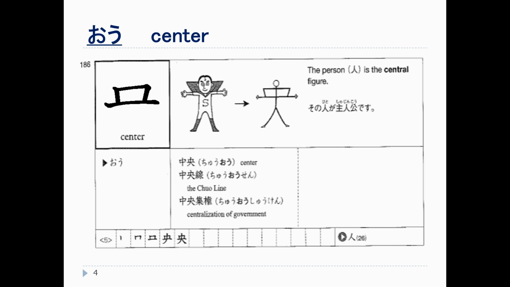This o we write starting with 1, 2, 3, 4, 5. One more time, 1, 2, 3, 4, 5. The o in chuo.